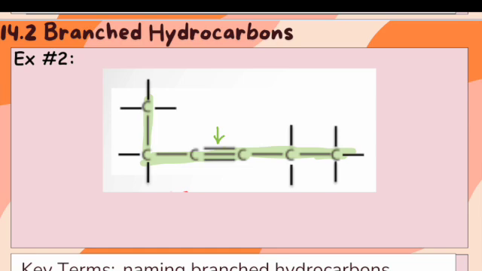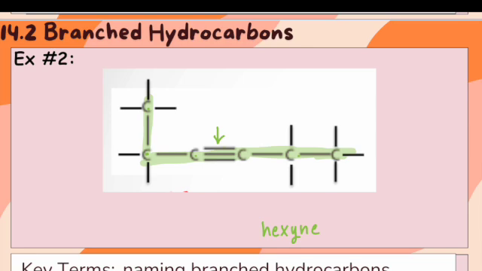To start, we will count how many carbons are in the parent chain. So we have 1, 2, 3, 4, 5, 6. If we have 6 carbons, using our table, 6 carbons is hex. So we have hex, and then because we have a triple bond present, we write hexyne. Y-N-E tells us there's a triple bond in here.